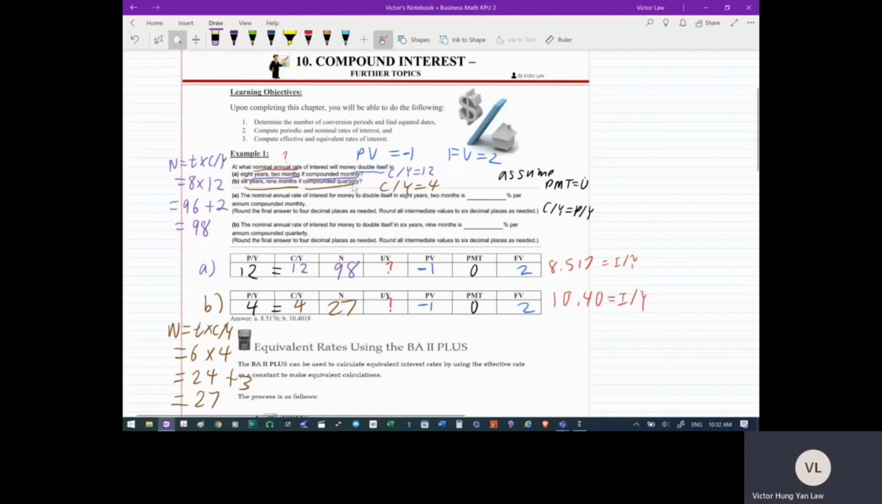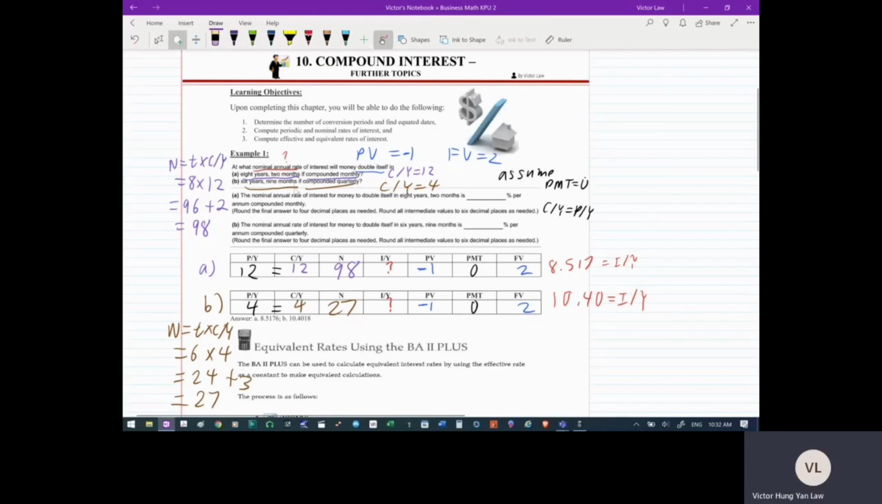So compounded quarterly means that our compounding per year is 4 times a year. So CY is 4. And how we get the N of 27, how we get the N is that N equals to T times CY. So we have 6 years and 9 months. So 6 years, so T is 6. So 6 times CY is 4. So 6 times 4 give you the 24.